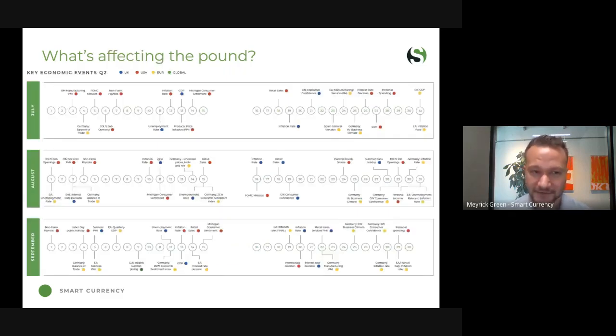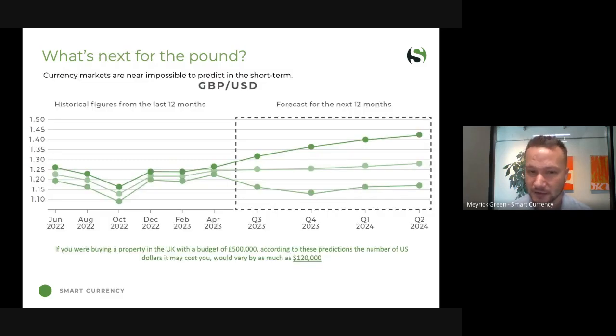And this is an extract from Smart Currency's quarterly forecast. We produce a quarterly forecast of all the major banks' predictions over the coming 3 months, and we highlight which events could impact and create volatility. The reality is, if we look at what those forecasts are on the next slide, and this is against the US dollar, who knows, is what we're showing here.